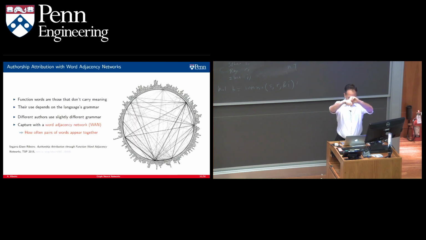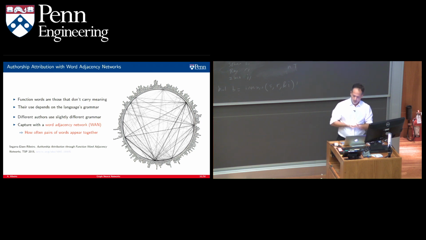The first problem that I'm going to talk about is that of authorship attribution with word adjacency networks. So now you can see the words actually. And what we are choosing to represent here are the words of the English language that are called function words. These are the words that don't carry meaning. Like if you look here, this is a, couple, abort, about, right? So these are not words that convey meaning, but these are the words that you use to connect other words.